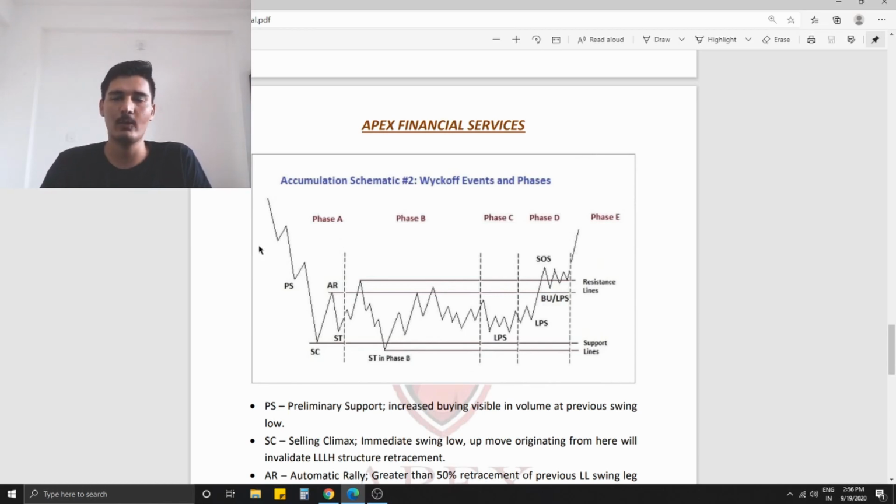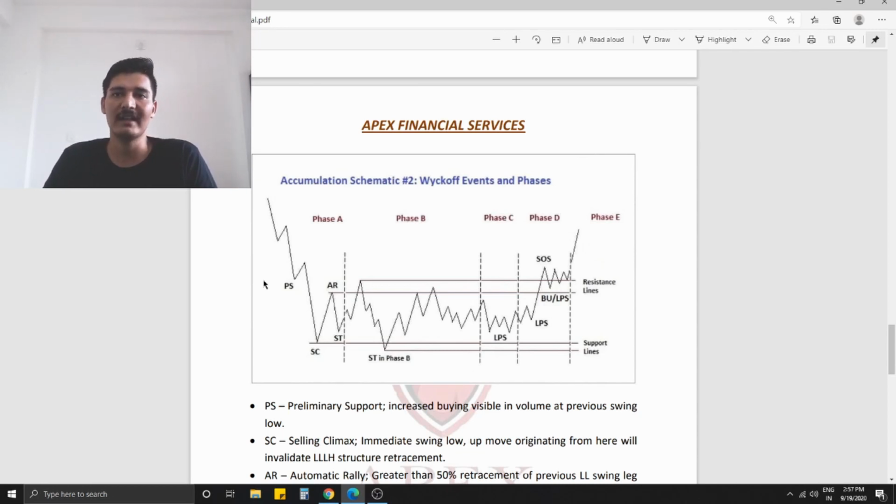So just to walk you through it again, we start from phase A, where we have a pre-existing lower high swing leg coming into play. The recent swing low, or the second swing low from your recent swing low, becomes your PS, or your preliminary support, where you have increased buying volume and or even diminished selling volume, which is also visible through the reduced leg of that particular swing leg, if you are familiar with phase analysis.